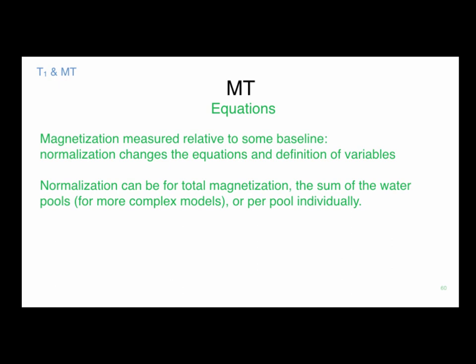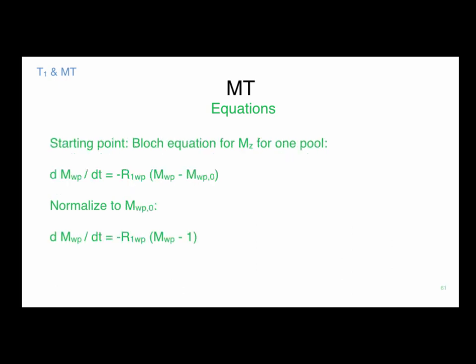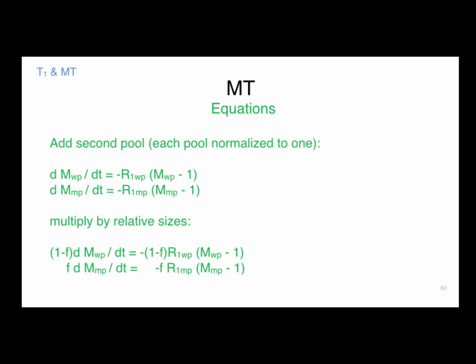So we can derive the equations for this system by starting at the Bloch equation, and the differences that you may find in literature stem from just different ways of normalizing the magnetization or the exchange rates. If you start with the Bloch equation for the longitudinal magnetization, that's basically what we wrote already, we can normalize that to the individual pool size, which means the equilibrium magnetization is by definition 1. And we can add a second equation for the macromolecular pool.